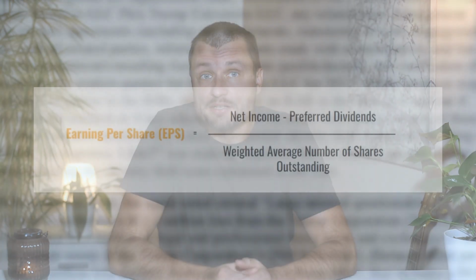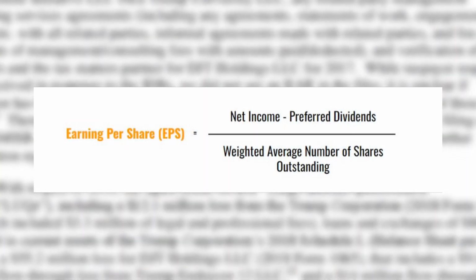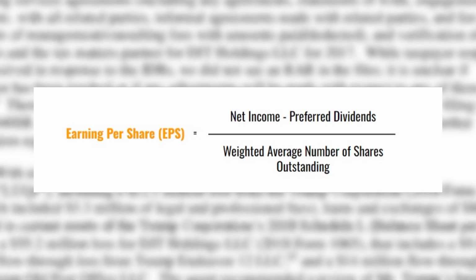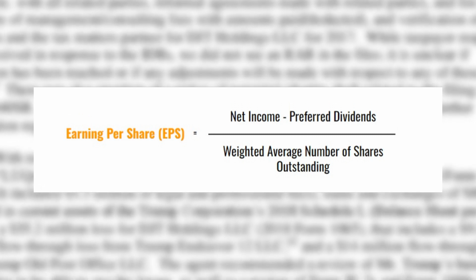The formula is the difference between net income and preferred dividends divided by the average number of outstanding common shares. EPS allows investors to assess and compare the profitability of different companies within the same industry or sector. This becomes especially valuable when considering multiple investment opportunities. By comparing the EPS of different companies, you can gain insight into which one might be more promising.